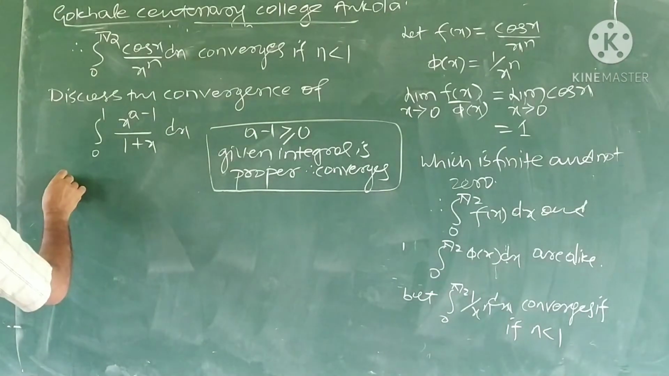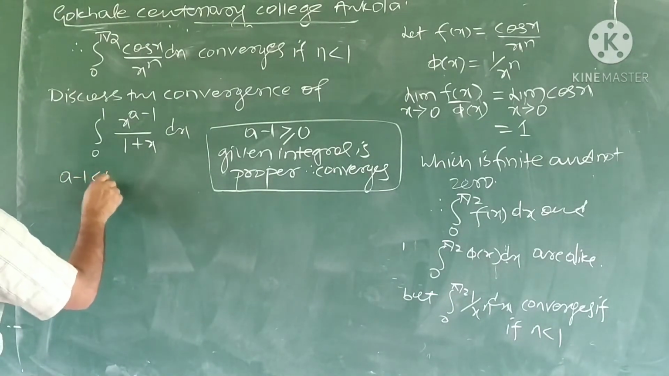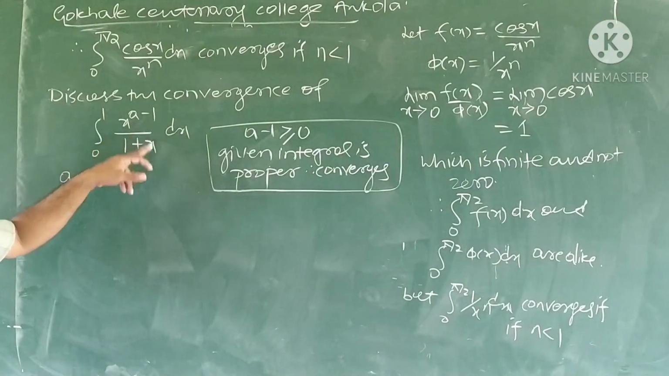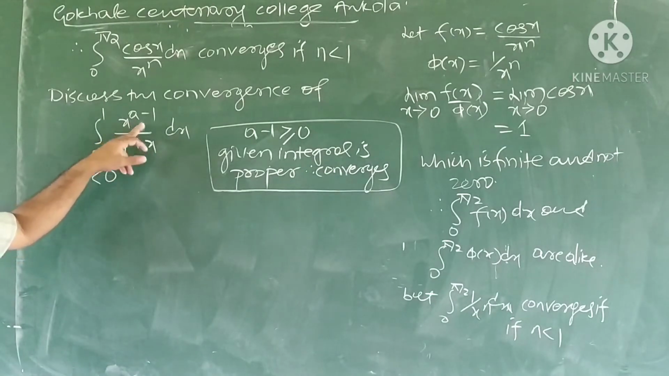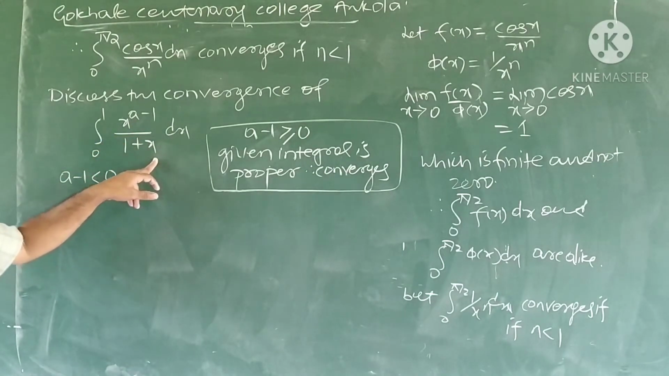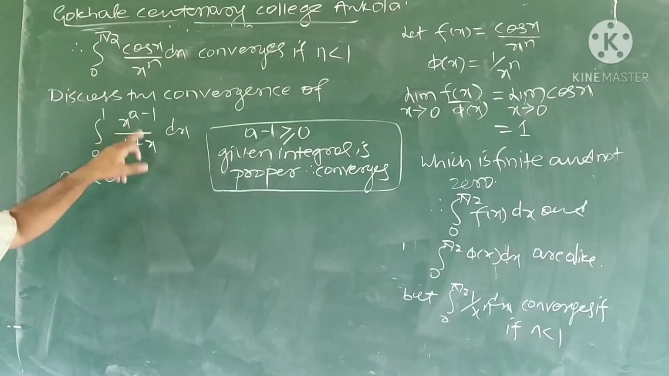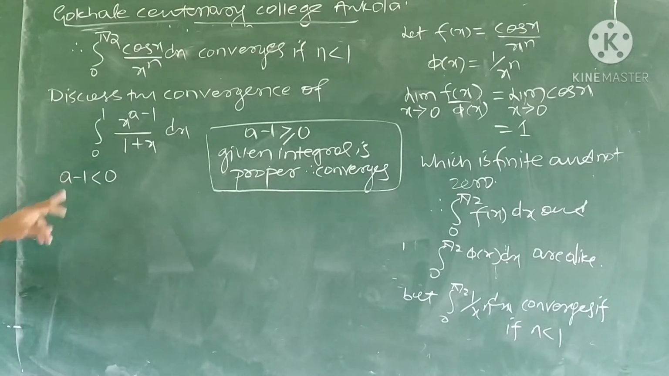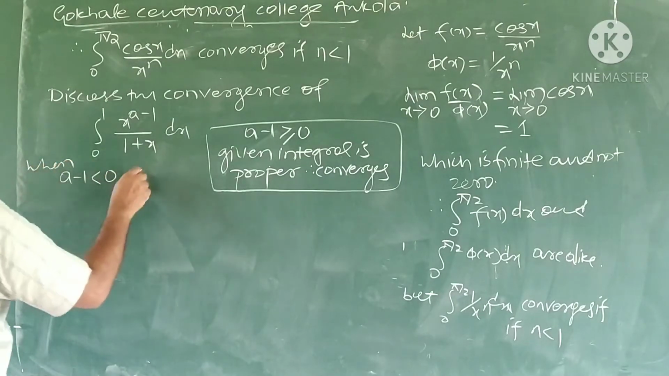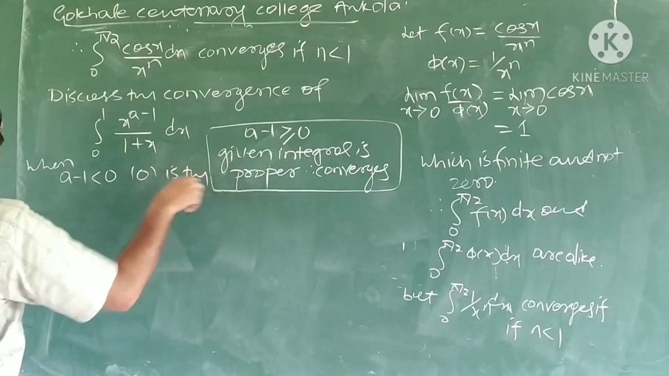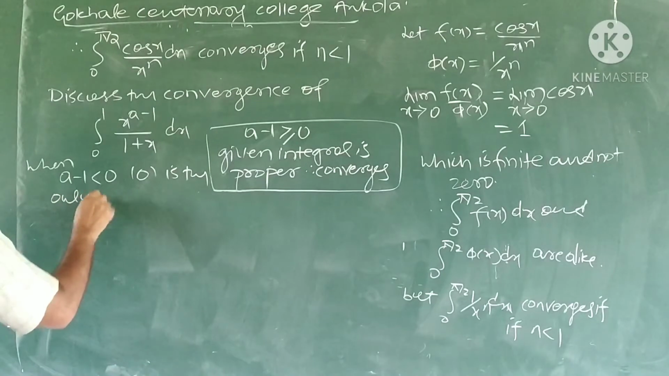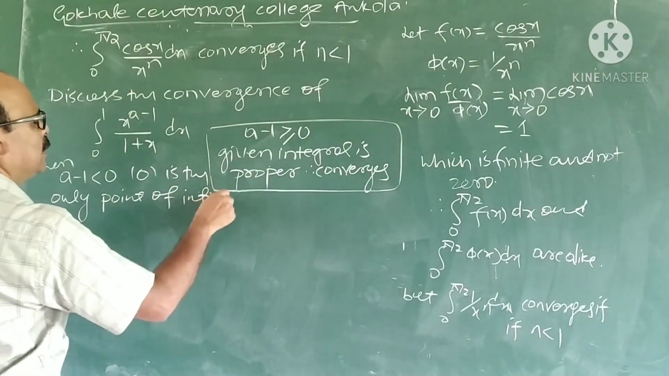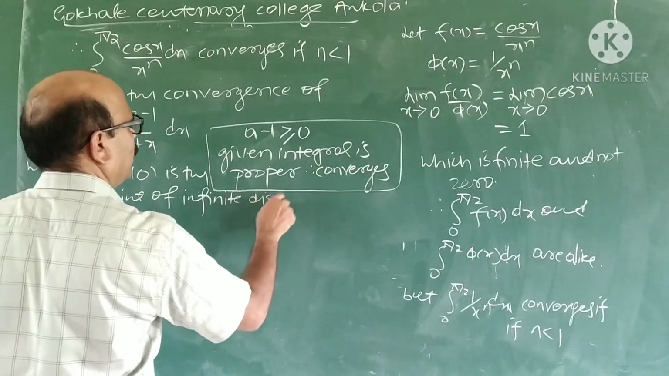Now the problem arises when a minus 1 is less than 0. Then what happens? This goes to the denominator. When x is in the denominator, the function becomes unbounded. Therefore, when a minus 1 is less than 0, 0 is the only point of infinite discontinuity.